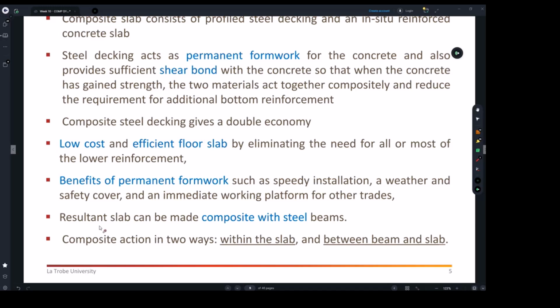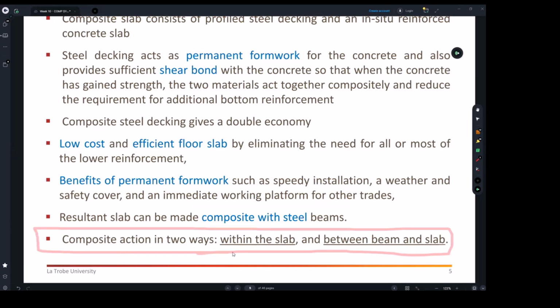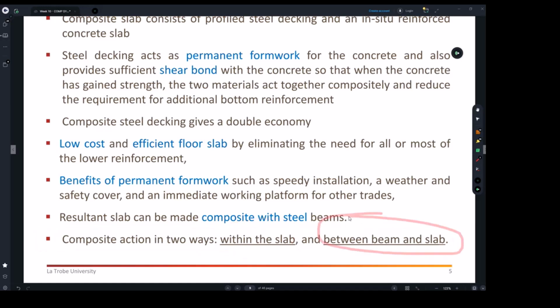Now, this is talking about when we can also have composite action between the entire slab with a steel beam. That's also a composite system we can use in the construction industry. Okay, and that's basically just repeating what I showed you with the pictures, right? Composite action in two ways can be within the slab and can be between the slab, the beams, the steel beams, and the slabs. Any question?